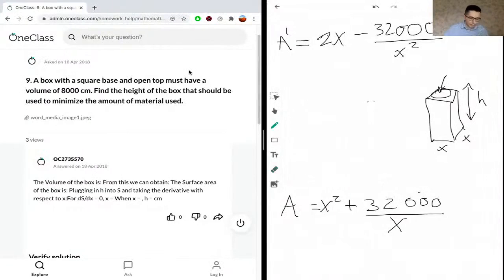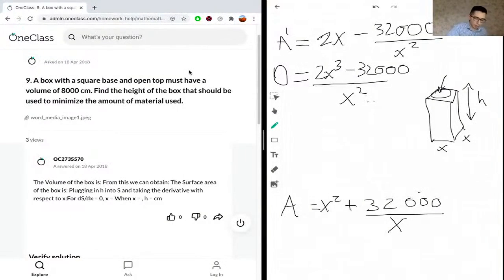Now we are going to use the denominator of the second term to multiply 2x by x squared over x squared, and we'll get 2x cubed over x squared minus 32,000. Now that we've gotten the derivative of the surface area into a format where we can set this to 0, we'll set it to 0 to find the optimum x value.